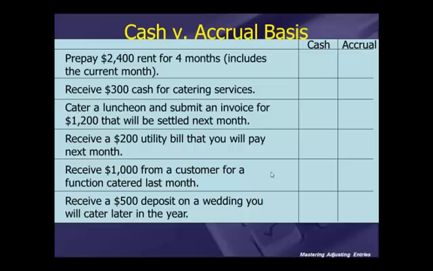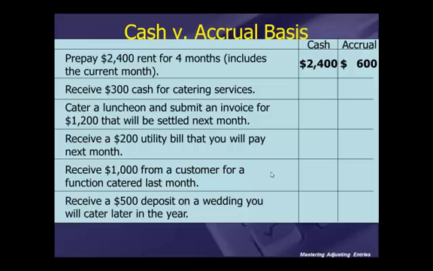We prepay rent of $2,400 for 4 months. That includes the current month. So 2,400 divided by 4 would be 600 per month. Well, under the cash basis, since we paid it in cash that month, rent expense is $2,400, even though it's for 4 months rent. Under accrual basis, we're just going to record the rent expense of $600 because the other 3 months are prepaid.